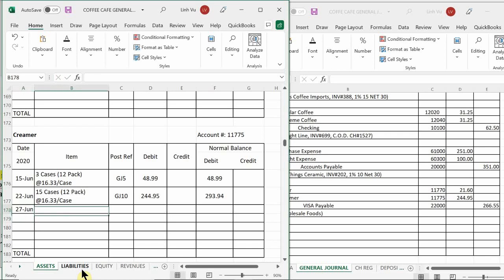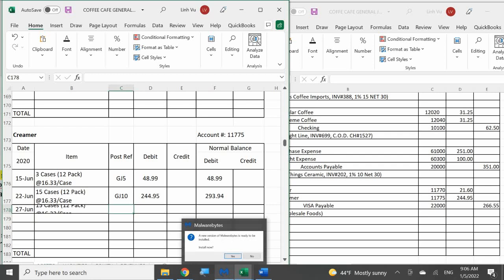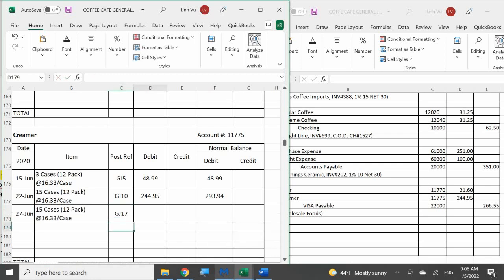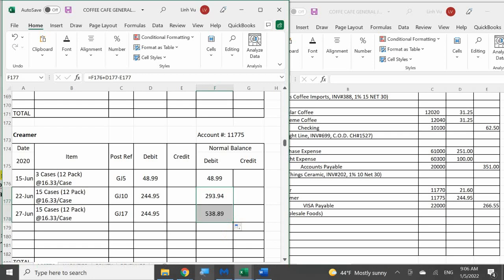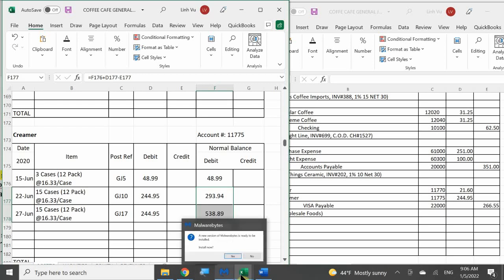We also bought another 15 cases, 12 pack at 16.33 cents a pack, for $244.95. So therefore, how much in grand total do I have in my creamer? $538.89. Good.